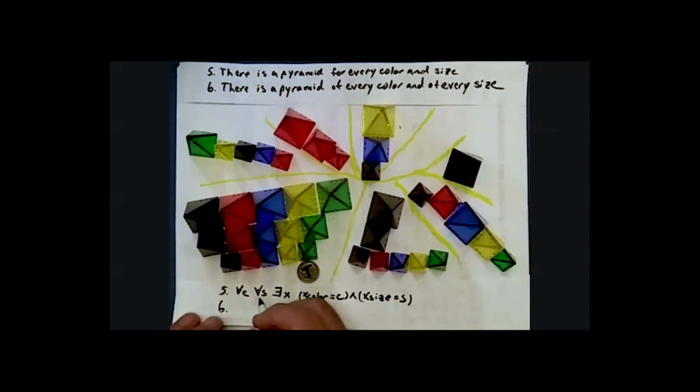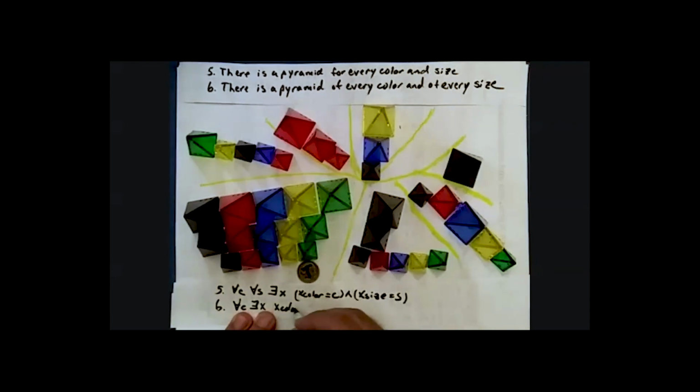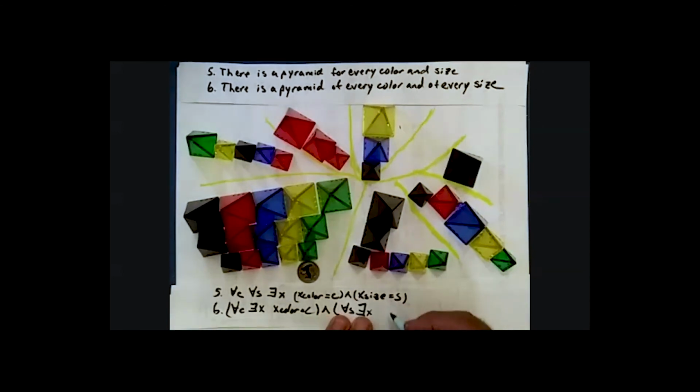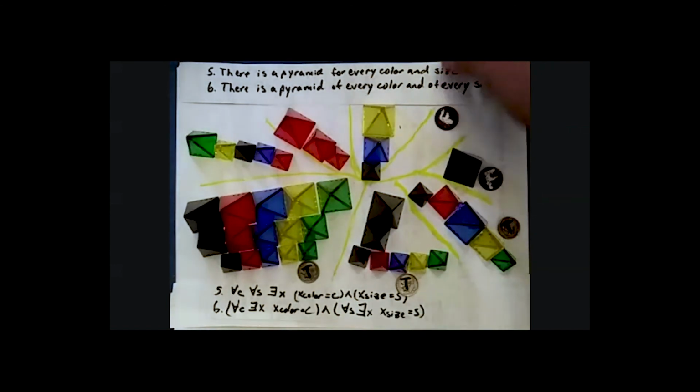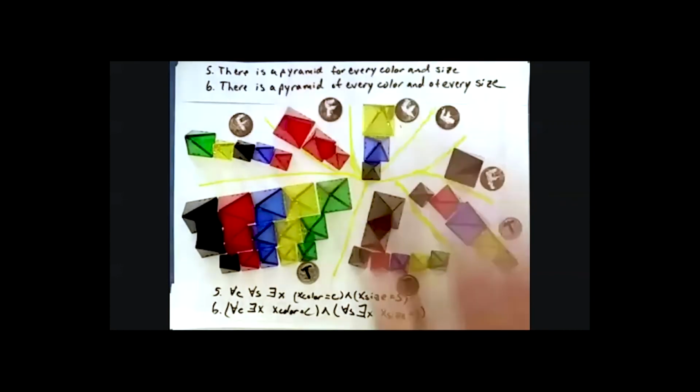For 6, we might think of it as there exists a color, for all colors there exists a pyramid of that color. And separately, for all sizes, there exists a pyramid of that size. I'm reusing x here, but because of the parentheses, it's a different variable. They're not the same. 6 has additional configurations for which it is true. These 2 have all of the colors and all of the sizes. All of the other configurations are false.